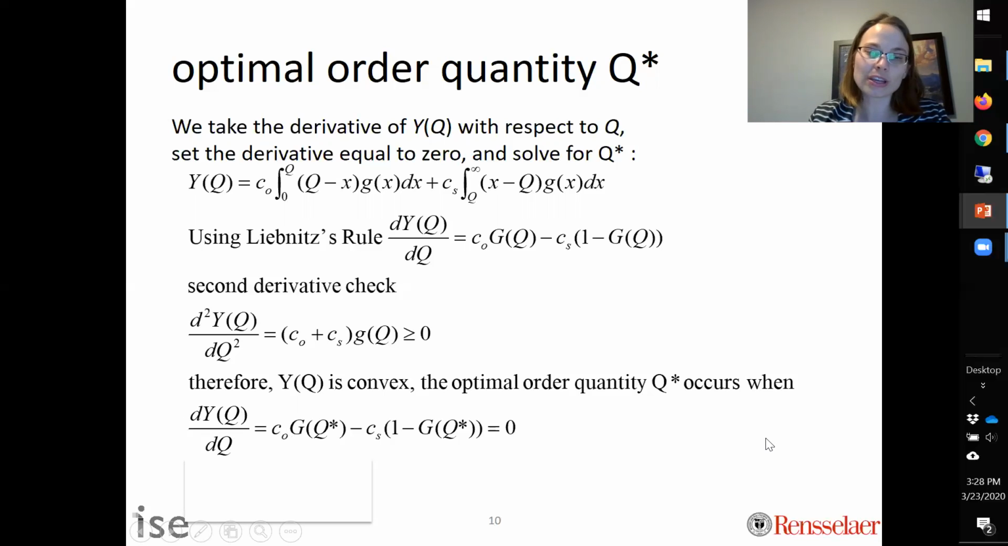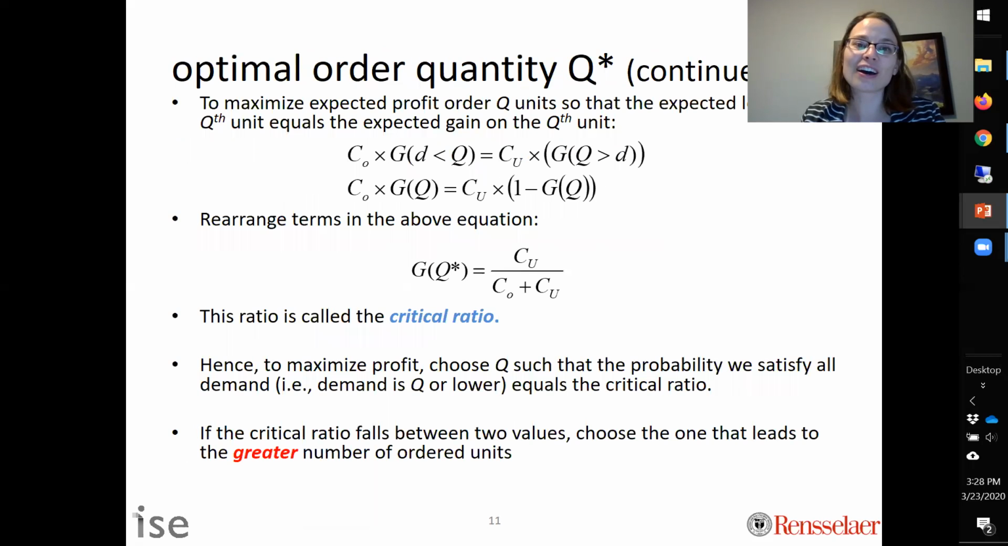One thing to note is that we have the cost of overage times the cumulative distribution function G of Q star, minus the cost of shortage times 1 minus G of Q star, equals 0. Continuing this derivation, we can move things around, from left to right. And what do we get? We get this equation here.